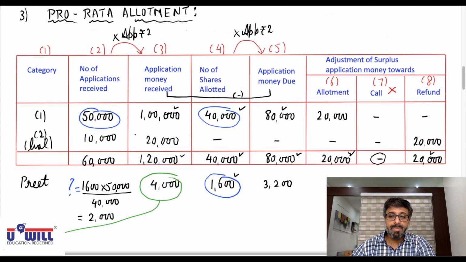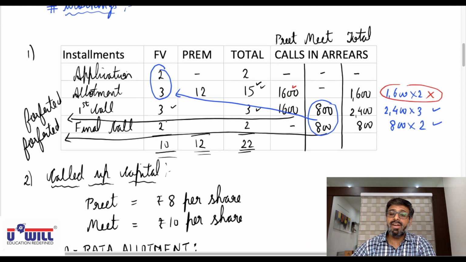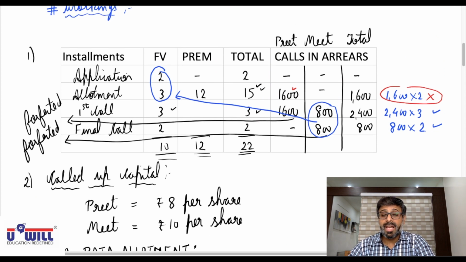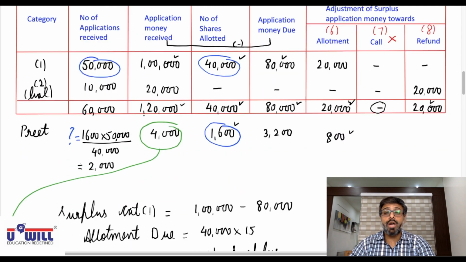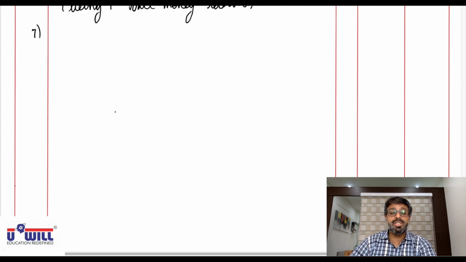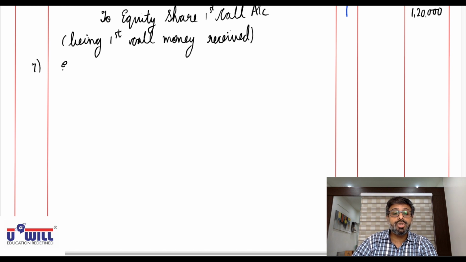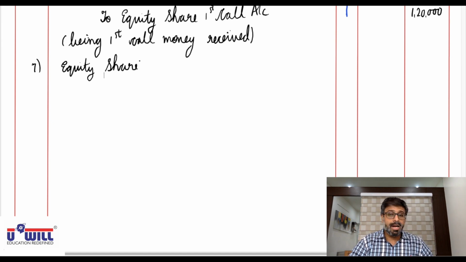Will we debit security premium? We have to cross verify. We will debit because right now we are passing the forfeiture of Preet's shares entry and Preet has not paid allotment money on 1600 shares. Allotment includes premium, so Preet has not paid premium also. Premium is not paid by the shareholder, so security premium will also get debited.